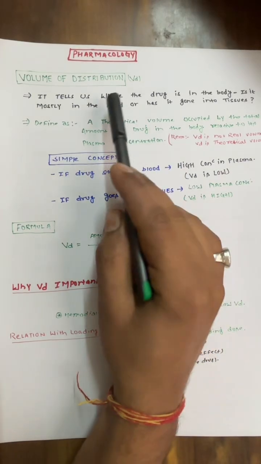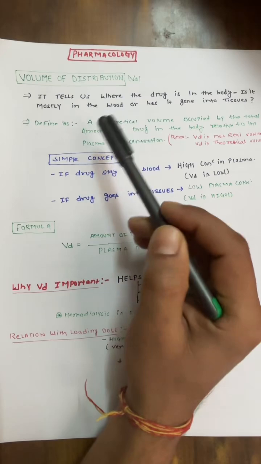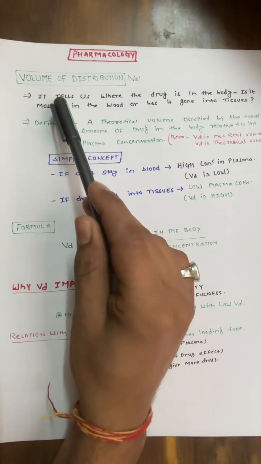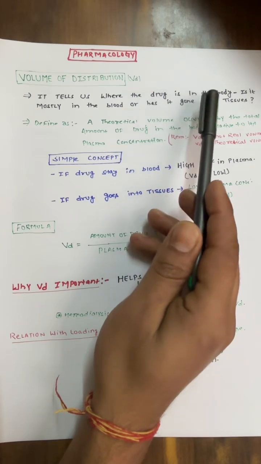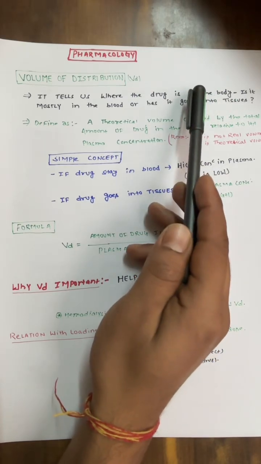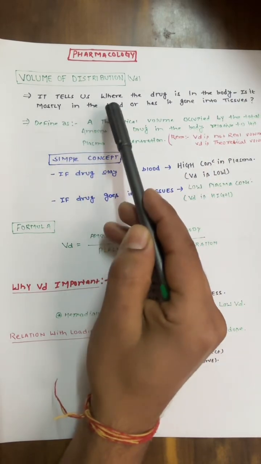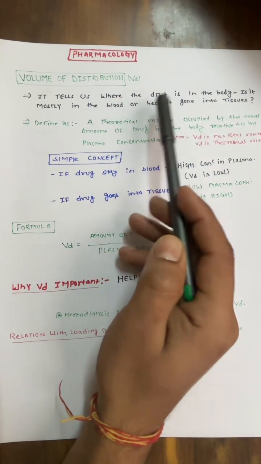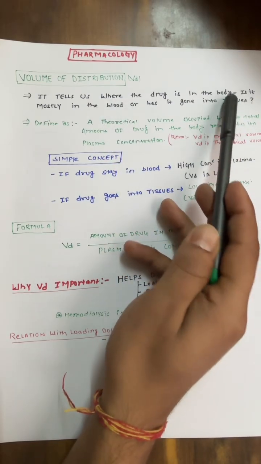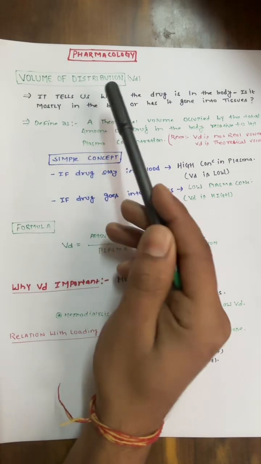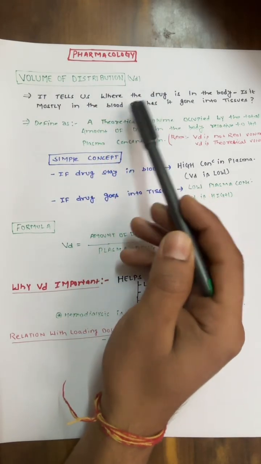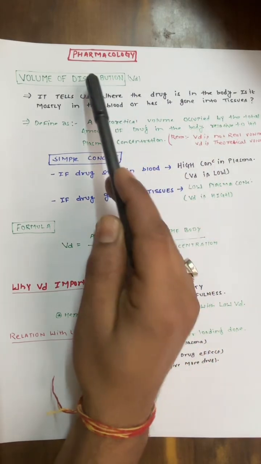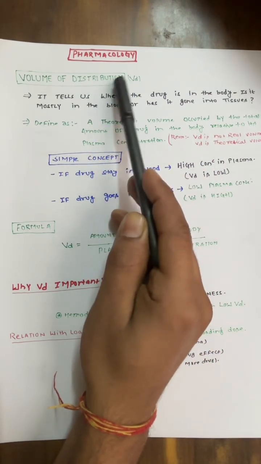While talking about volume of distribution, it is denoted by VD. So how can we define volume of distribution? First let's understand it. It tells us where the drug is in the body. Is it mostly in the blood, or has the drug gone from the blood into the tissues? So volume of distribution tells us whether the medicine you took is present in the blood or in the tissue. That's why it's very important to learn volume of distribution.